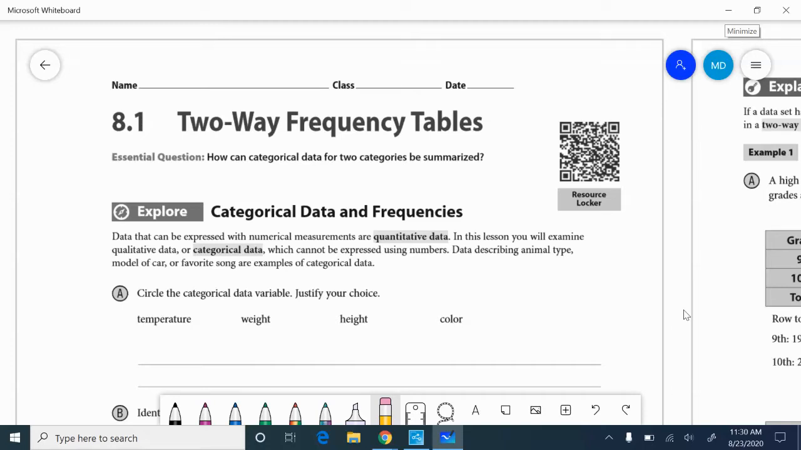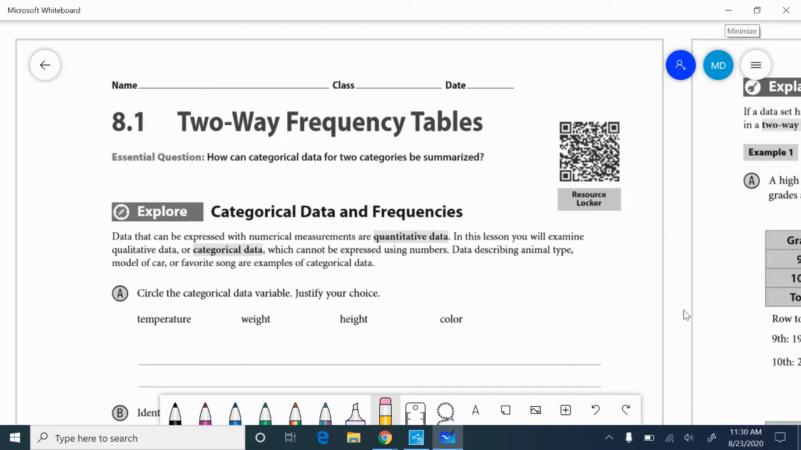Hi, so today we are going to be doing lesson 8.1 on two-way frequency tables. Your essential question: how can categorical data for two categories be summarized? We're going to explore categorical data and frequencies.